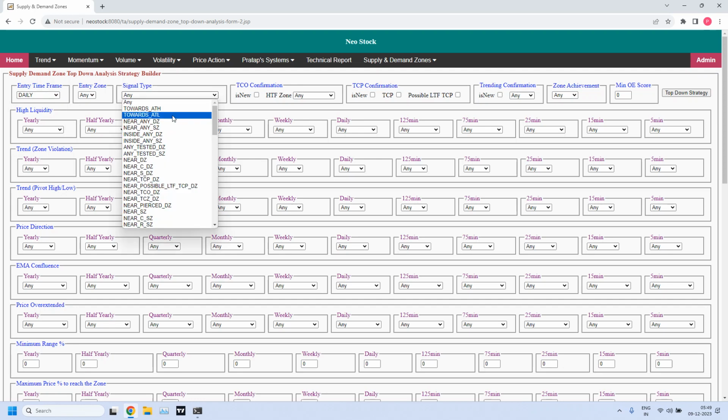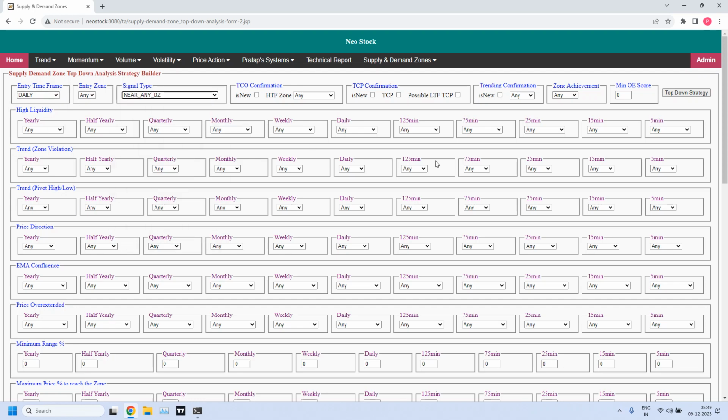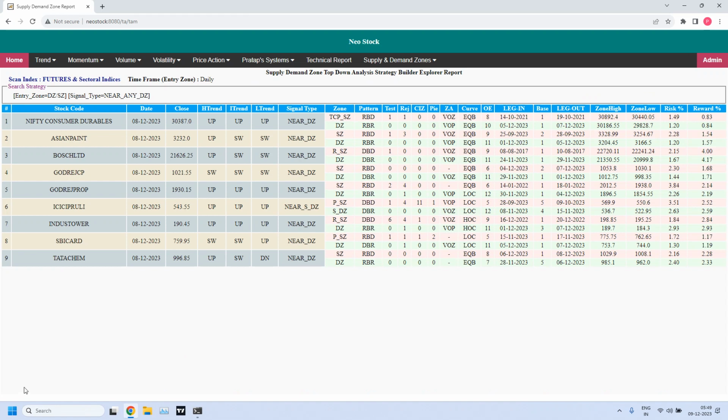Let us find the stocks near daily demand zone. So 9 stocks are filtered. Any high liquidity demand zones from this list? ICICI Prudential is there. Only 1 stock is identified in this list.